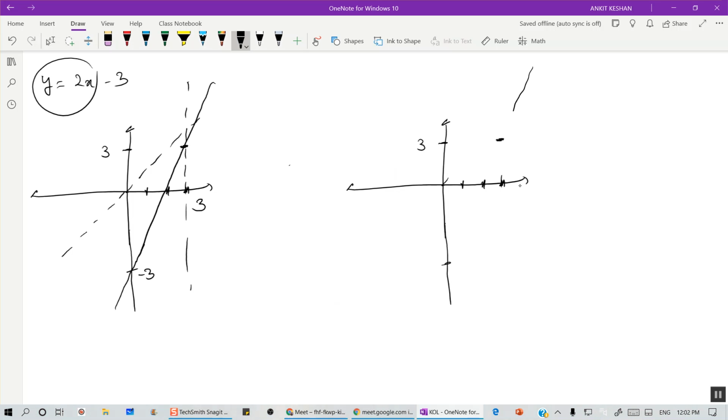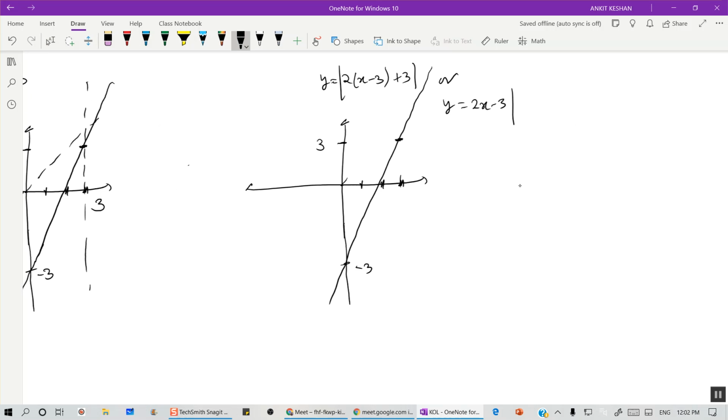We were having this y is equal to 2x minus 3. Now we want to do what? We want to do mod, overall mod. This is one case, or we can do one more thing: mod only over x. We are aware of this one. We have studied this one right now. So let's do this at first.